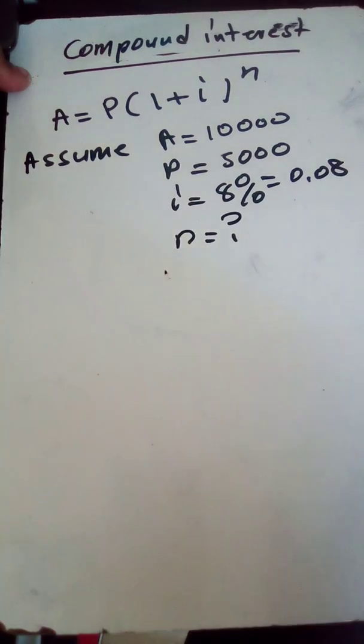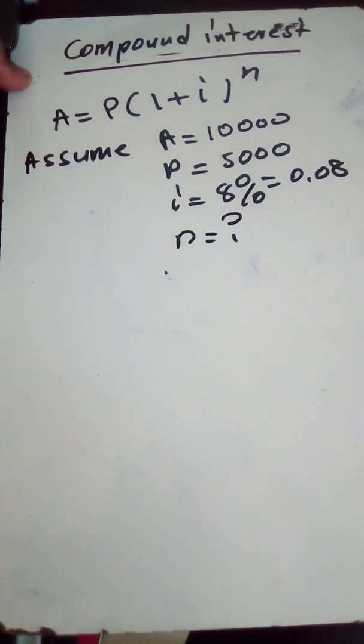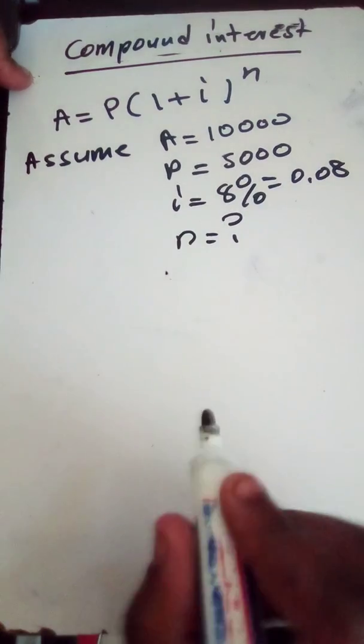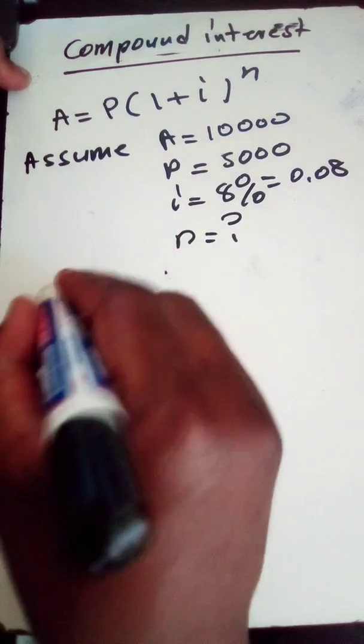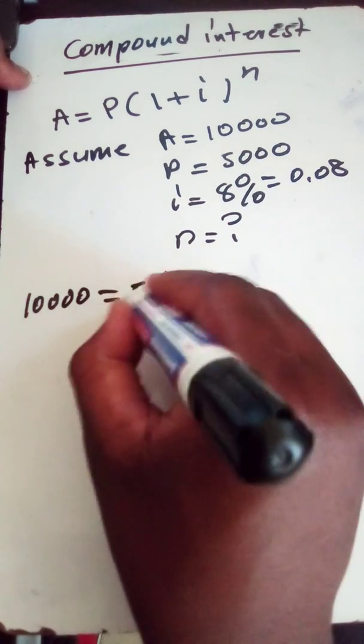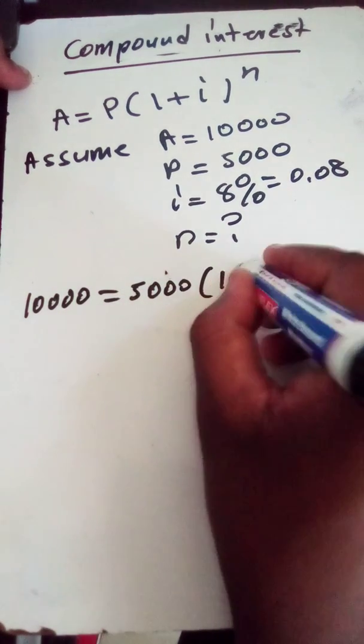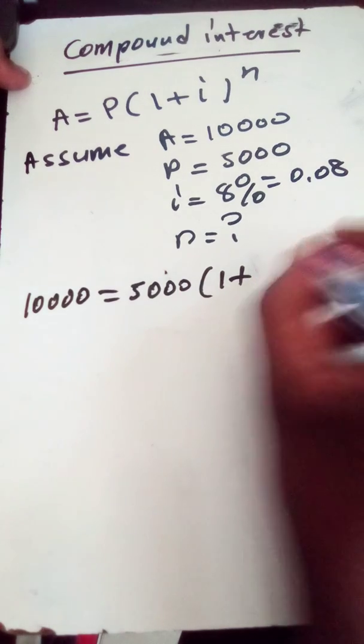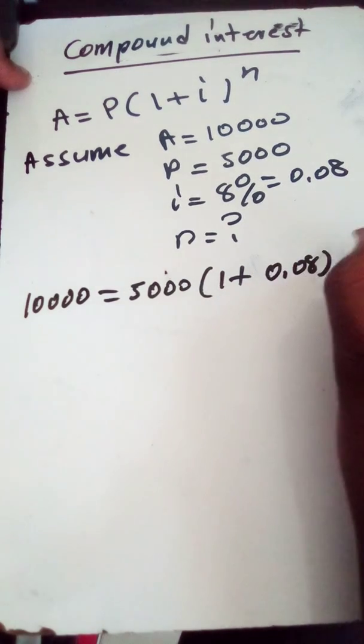In your question, they will tell you the accumulated amount, or the future value, of 10,000. They deposited 5,000, then you accumulated 10,000 at an interest rate of 8% compounded annually. Then you have to find the number of years. So we are going to substitute these things in that formula. It is going to be 10,000 equals 5,000 in brackets 1 plus 0.08 to the power n.